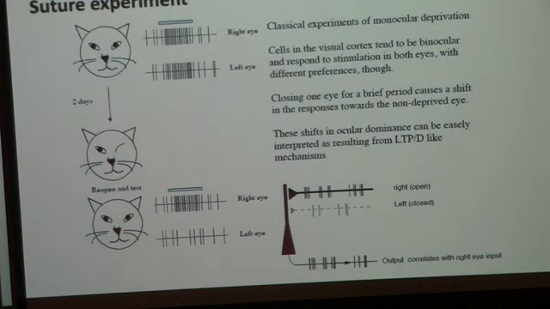fire. But if you suture one of the eyes, like you close one of the eyes, and after a certain time you open it, you will find that when you present a stimulus, only the right eye, the open eye, will fire a strong action potential, but not the left eye. This can be easily explained by LTP, because it just means that you are not using something, and then the synapses will be reduced, and you will have less action potential here.